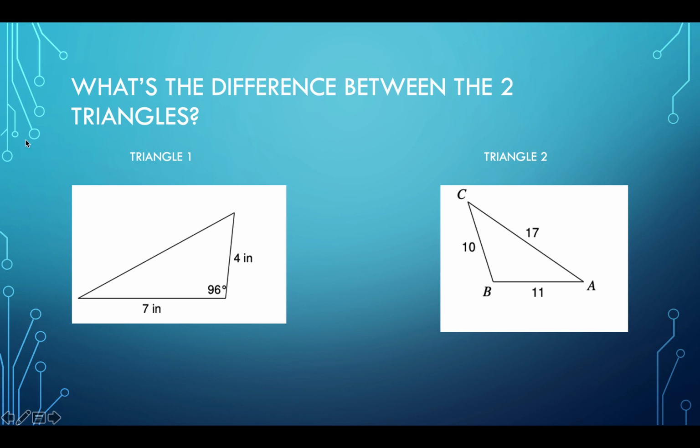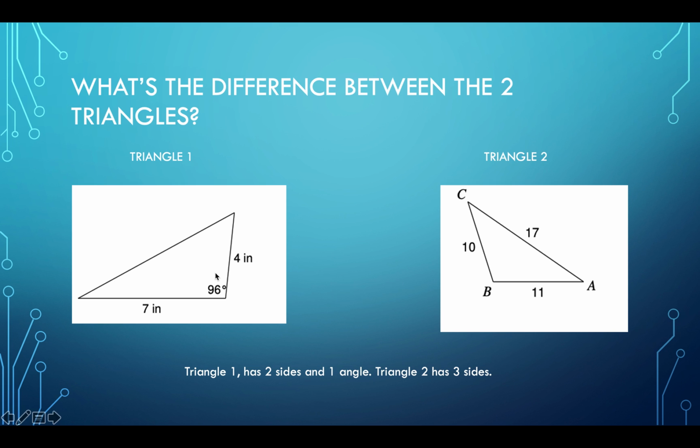In triangle 1, we have 7 inches and 4 inches. Those two numbers are the sides, and then we have the angle in between those two sides. So 96 degrees is sitting between 7 and 4. Over here in triangle 2, we have absolutely no angles because the angles are on the inside. We only have the sides on the outside. So triangle 1 has 2 sides and 1 angle, and triangle 2 has 3 sides.